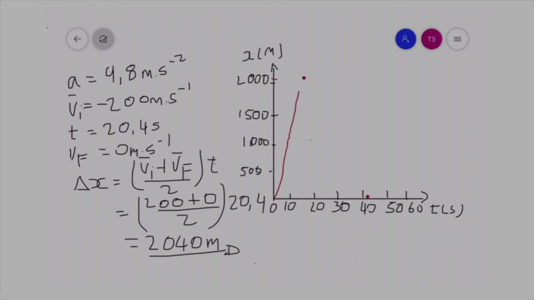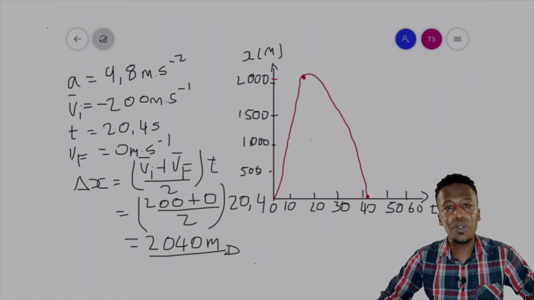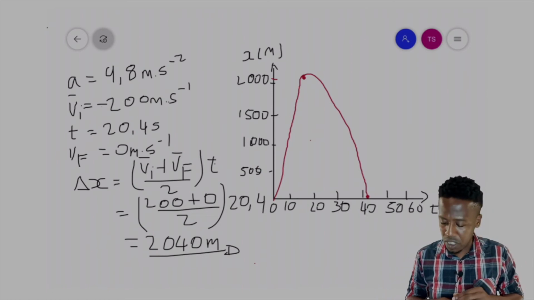It will go up, and then it's going to reach its maximum height at 2040, and then it's going to start dropping until it reaches its original height at the time of 40,8 seconds. So this is basically how we would sketch our graph. It's a rough sketch, but then this is basically what we would be doing, right? So moving on to the next question.